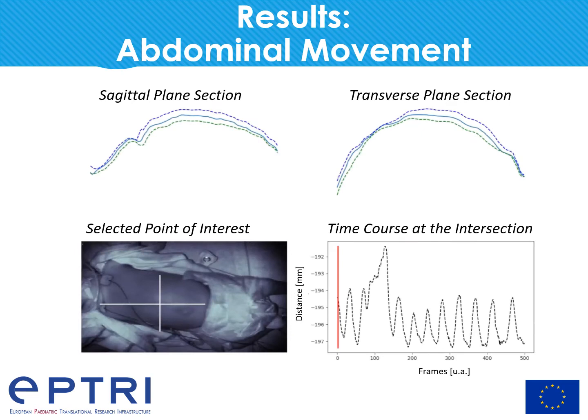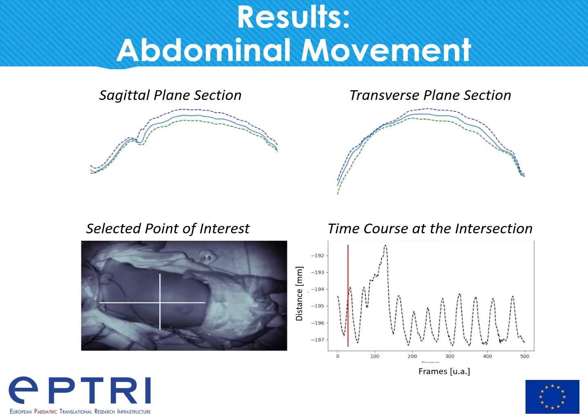Here we will look at the extracted abdominal movement on a sectional plane. In the lower left video, we have drawn a white cross on the recording, which represents the selected sectional plane. The sectional plane from head to foot is the sagittal plane section, which you can see in the upper left corner. The recorded sectional plane running across the abdomen is the transverse sectional plane, which can be seen in the video at the top right. The extracted abdominal movement at the intersection of both planes can be seen in the lower right video.